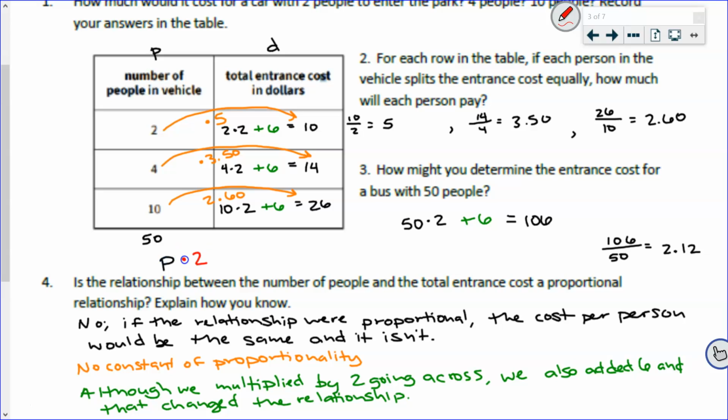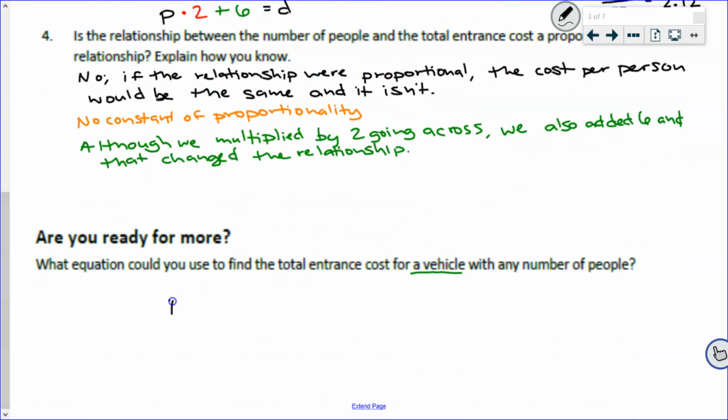You got it. P times 2, because however many people, we just have to multiply it by 2 because that's going to be the cost for the people. But we're not done because we also have to pay for that vehicle, so plus an extra $6, and that's going to be the total dollar amount, D. P times 2 plus 6 is equal to D.